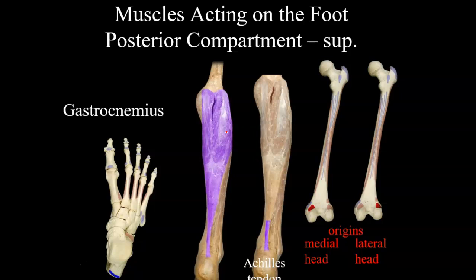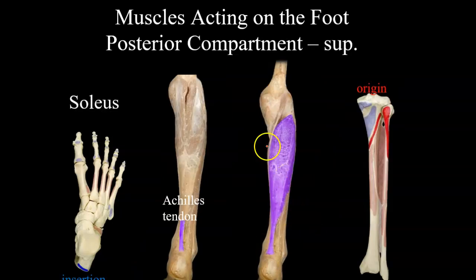Again, that is the gastrocnemius muscle, or the calf muscle. Look at this down here. That's the Achilles tendon. The Achilles tendon can also be called the calcaneal tendon, because it attaches to the calcaneus. This is the calcaneus here. If I take the gastrocnemius and remove it, now we expose a muscle called the soleus.